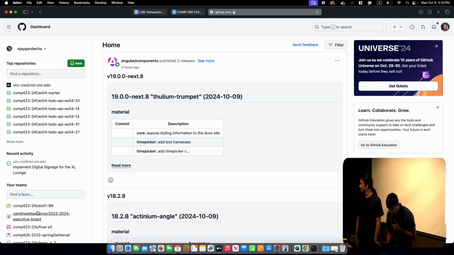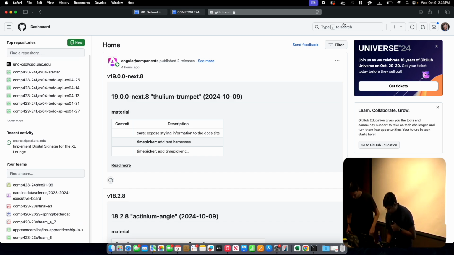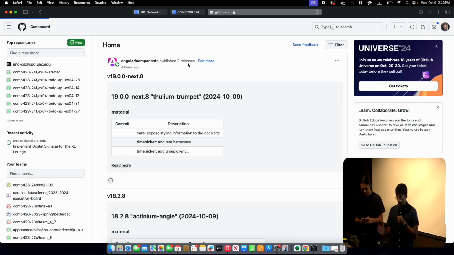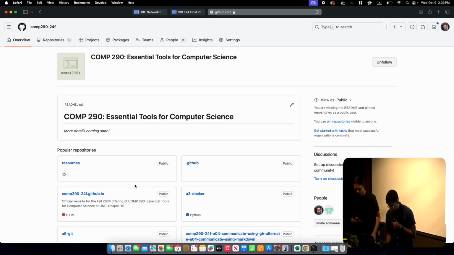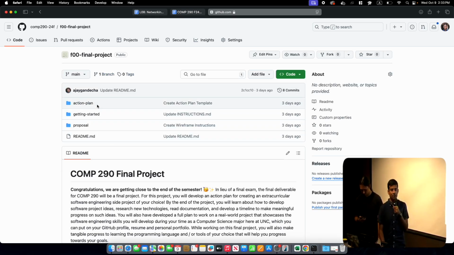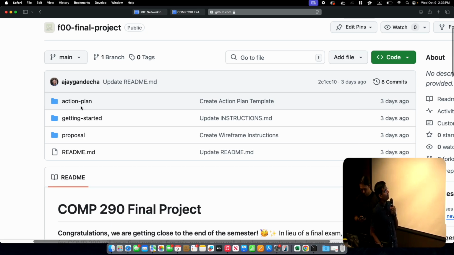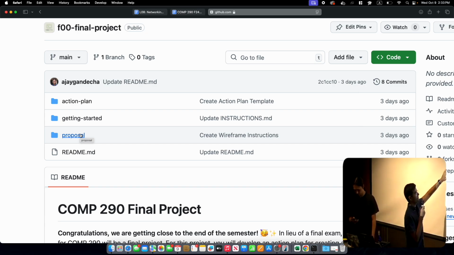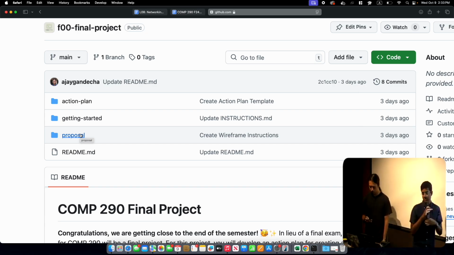So that would be, I assume, Comp 290. And when you all submit this, you'll have an actual link to this. You won't have to follow this process that I'm doing here. But there will be a template that looks similar to this. So this is the final project template, and you'll have the three different pieces of the project, which are the three different headers. There are folders for those. So you can see there's a proposal, action plan, and getting started.